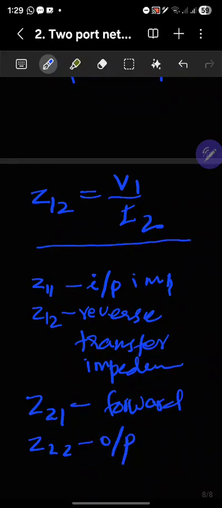Similarly for admittance also, I think I no need to write it again. Admittance also, Y11 is called input admittance. Similarly for all other Y parameters. Hope this term is clear.